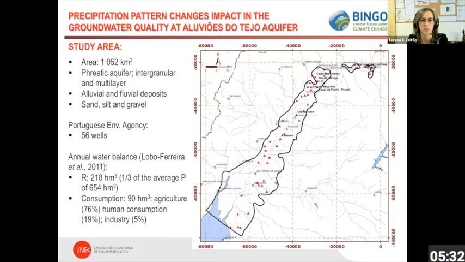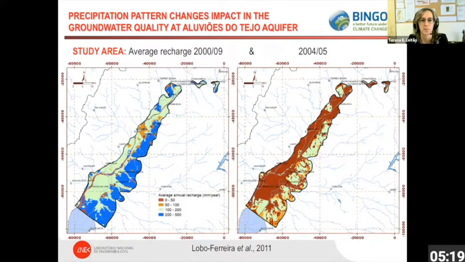Just to have a very quick overview of the site. This is a bit north of Lisbon. It's an alluvial aquifer. We have 54 wells that we have analyzed. And if we look, we can see also the average recharge of the years 2000 to 2009, and we can see clearly a big difference in one of the years that was a dry year, and you can see the difference over the region.